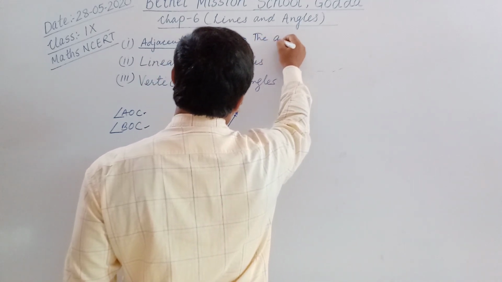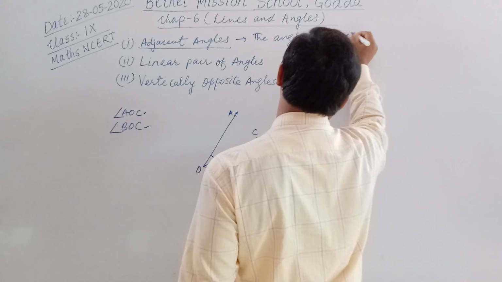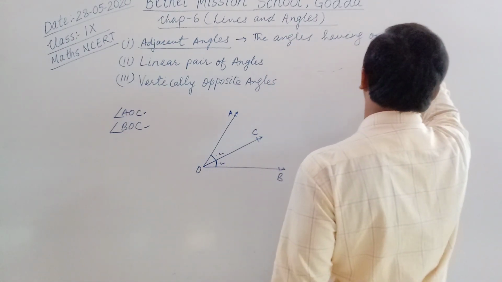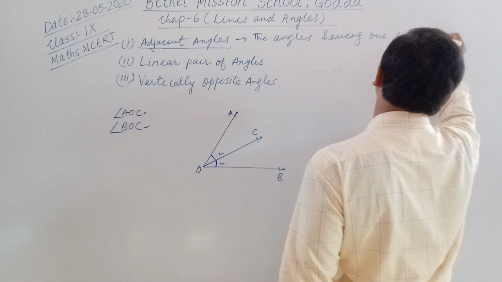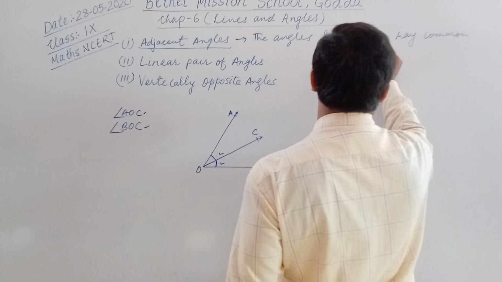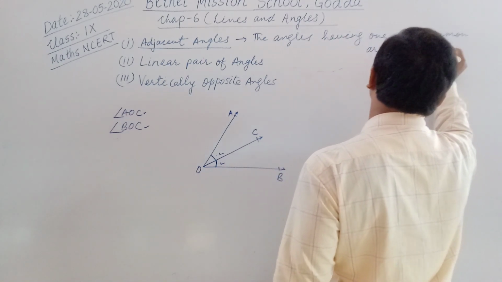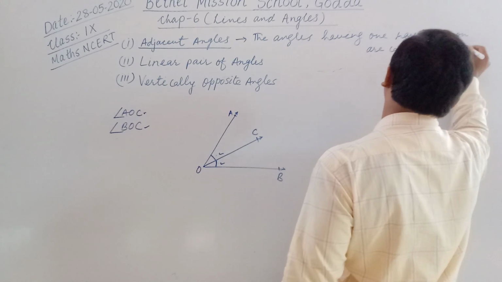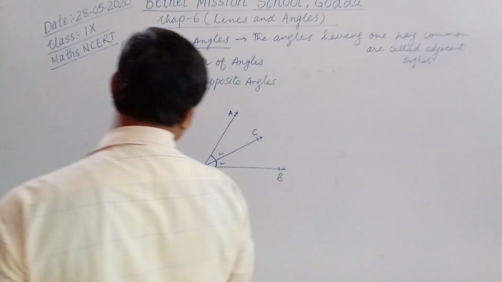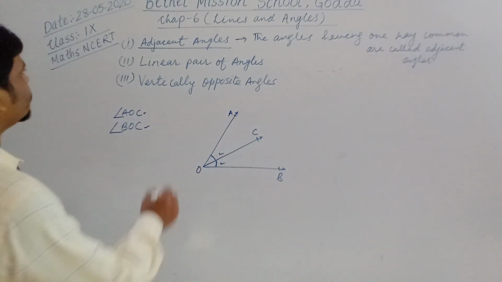The angles having one ray common are called adjacent angles. Okay, so these two are called adjacent angles.